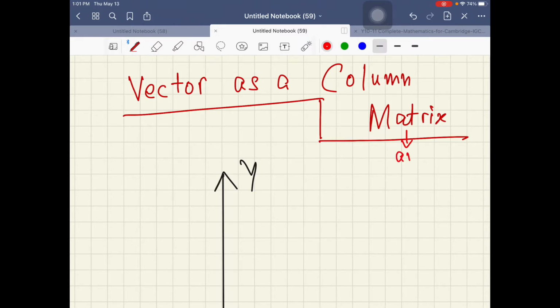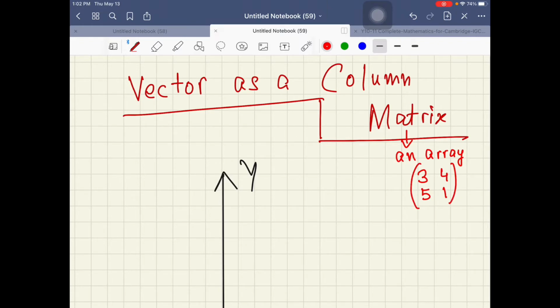an arrangement. We call this as matrix is an array of numbers or elements in rows and columns. And we denote matrix with these round or square brackets.